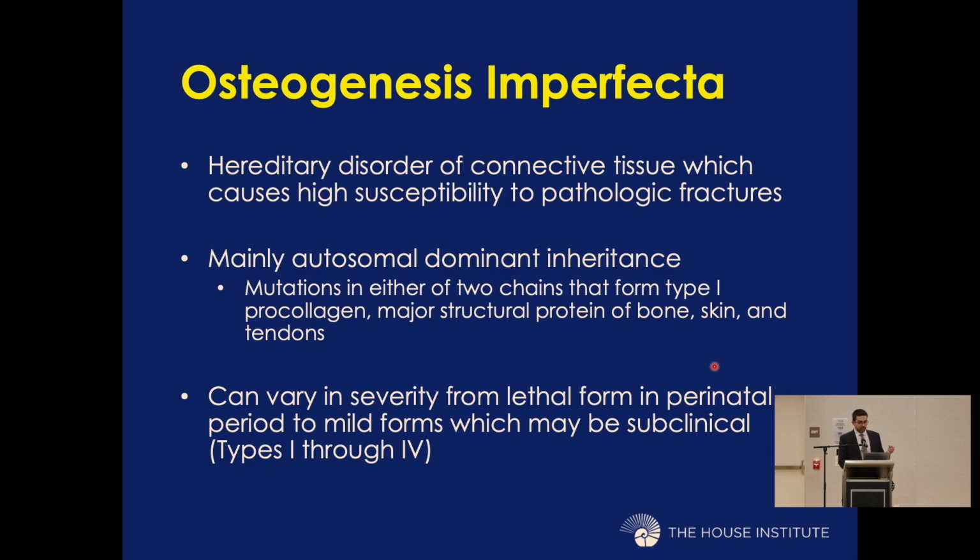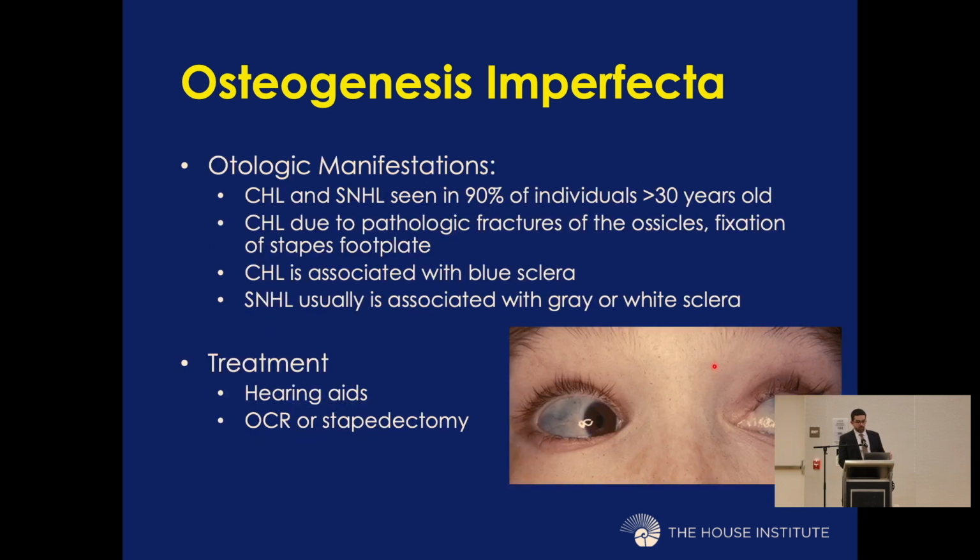Osteogenesis imperfecta is a hereditary disorder of the connective tissues, and this makes patients susceptible to developing pathologic fractures. Usually it is autosomal dominant in terms of its inheritance pattern, and it can vary in severity, and usually involves production of collagen, types 1 all the way through to type 4. In terms of otologic symptoms, they can develop a conductive hearing loss, and they can also develop a sensorineural hearing loss, and it is present in 90% of these individuals. So if somebody has this, there's a good chance they will end up seeing an audiologist at some point.